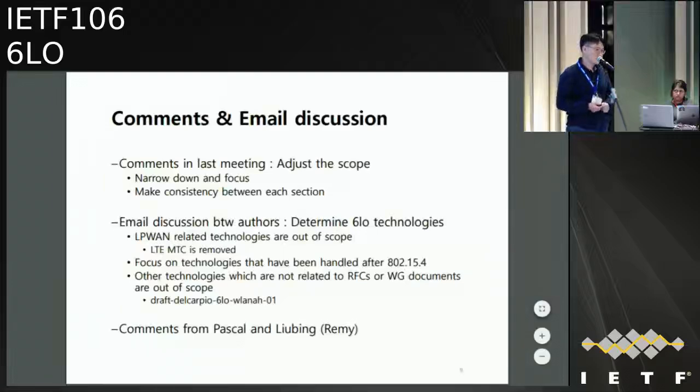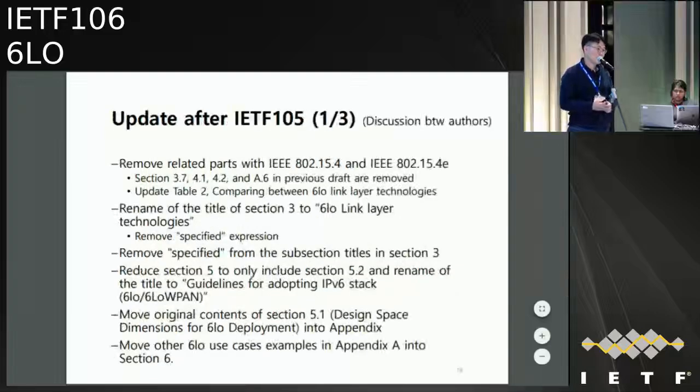So I will explain in detail the reaction to the comment from Pascal. Okay, this is the decision between authors. I said that we remove related parts with IEEE 802.15.4 and 802.15.4e. So sections 3.7, 4.1, 4.2, and appendix 8.6 in the previous draft are removed. We also updated table 2. In the previous version, we used the specified expression, but in this version we removed it, and we decided the 6lo link layer technologies and tried to reduce the content, etc.